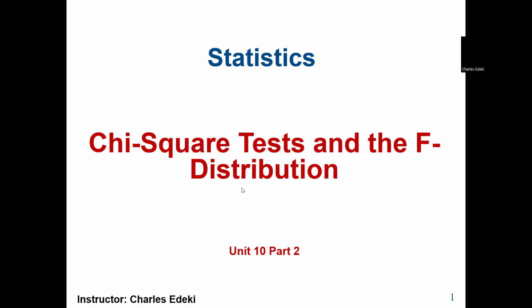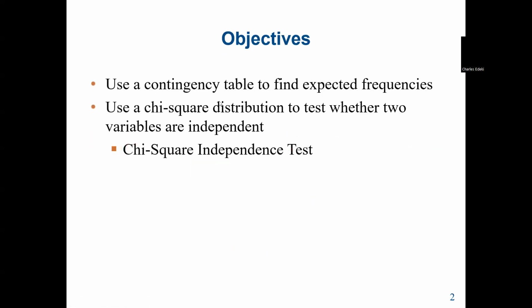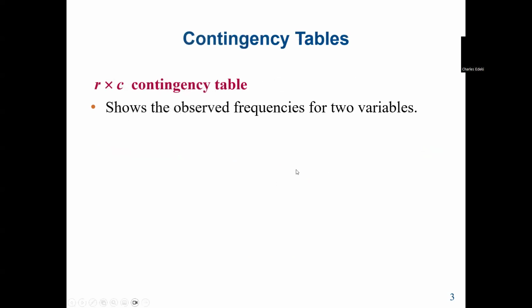This lecture has covered the chi-square test and the F distribution. So our main objective is to use a contingency table to find the expected frequencies. Also use a chi-square distribution to test whether two variables are independent. We call this the chi-square independence test. Again, chi-square is a non-parametric test, and we normally use nominal data variables.